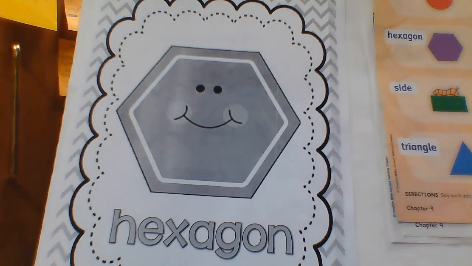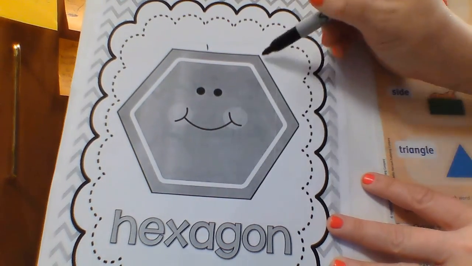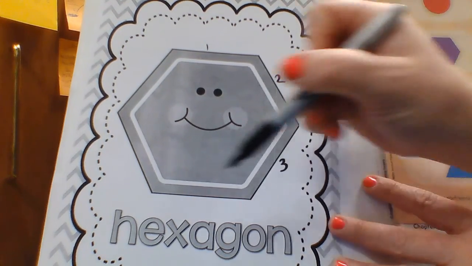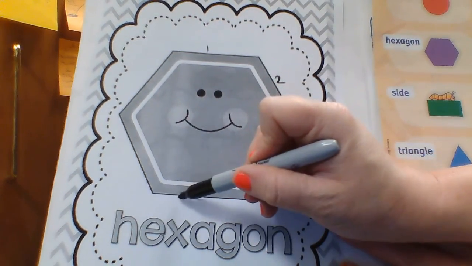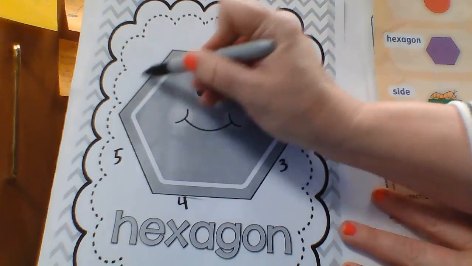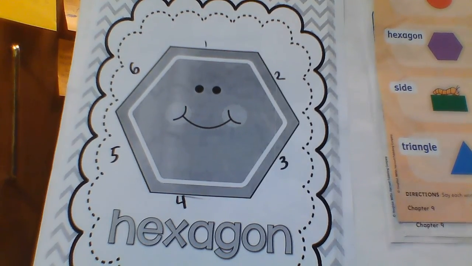Let's count the sides. 1, 2, 3, 4, 5, 6. 6 sides on a hexagon.